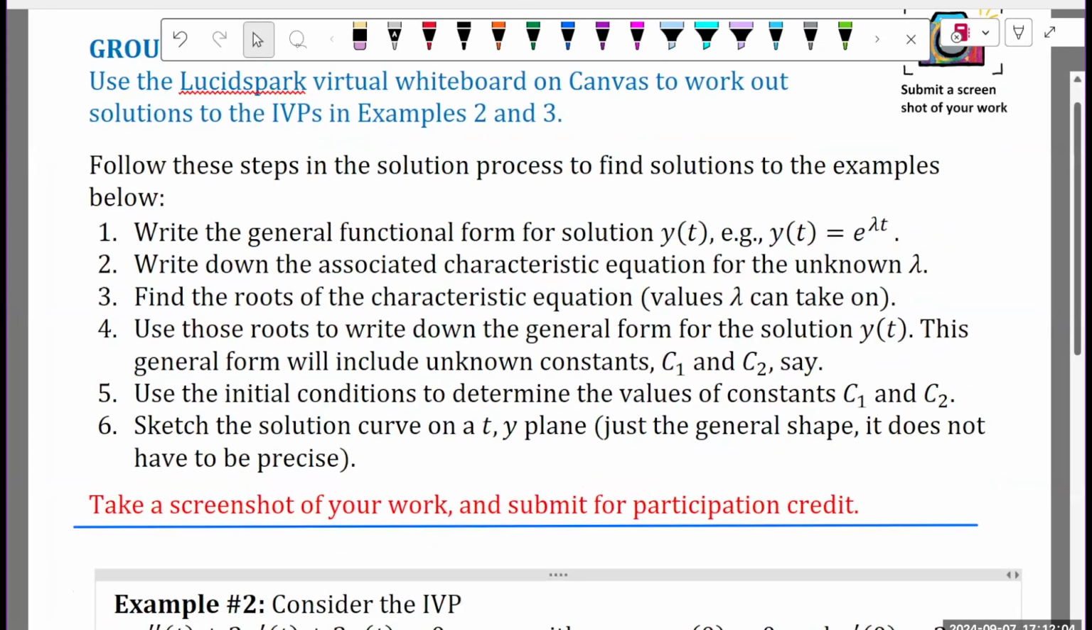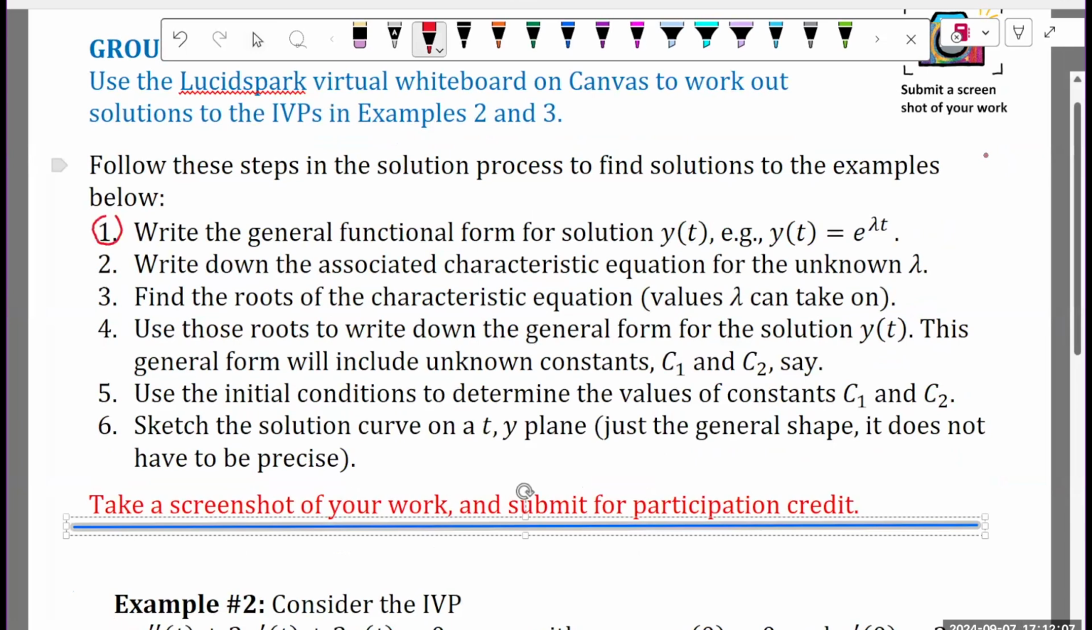You're going to write the general functional form for the solution of the ODE that you're given. You will write down the associated characteristic equation for the unknown lambda. Of course, we're going to find the roots of the characteristic equation and then use those roots to write the general form for the solution. This general form is going to include constants, c1 and c2 say. Then we can pin those constants down by using the initial conditions.